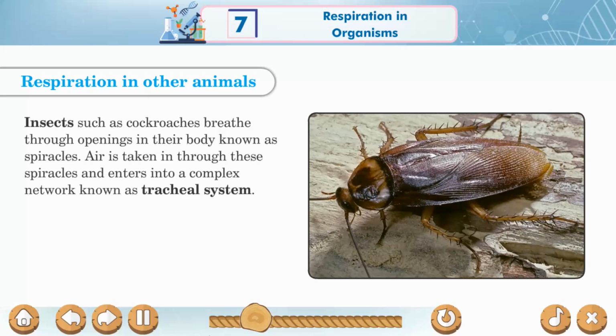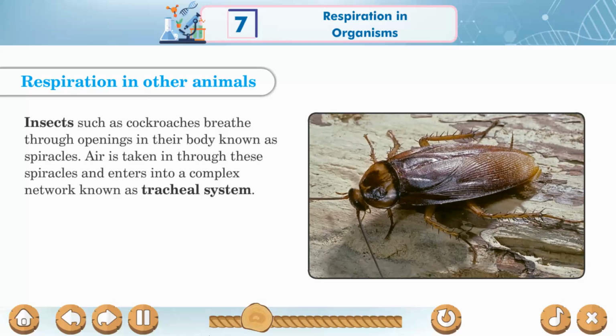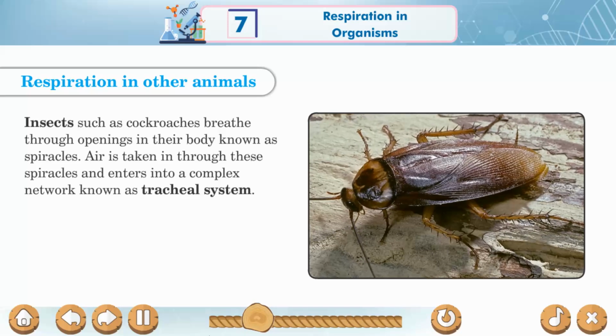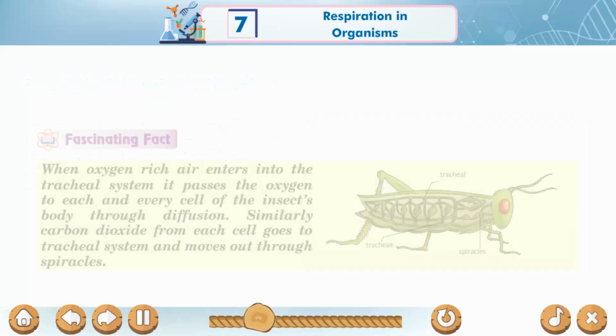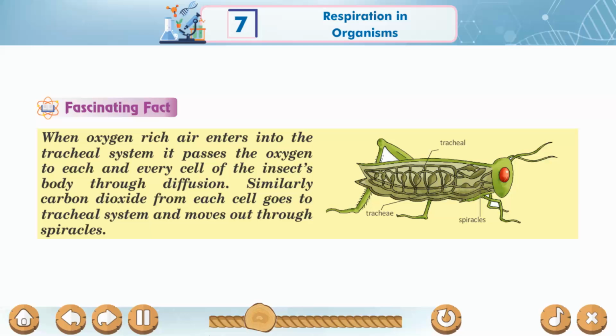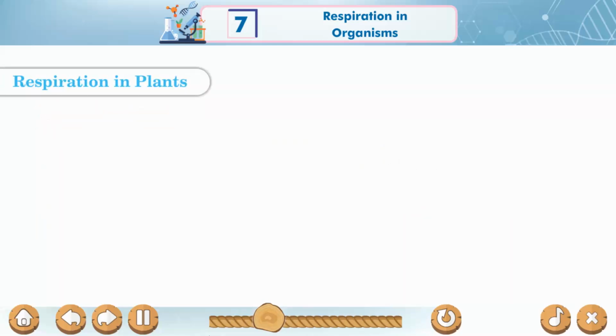Air is taken in through these spiracles and enters into a complex network known as tracheal system. Fascinating fact. When oxygen-rich air enters into the tracheal system, it passes the oxygen to each and every cell of the insect's body through diffusion. Similarly, carbon dioxide from each cell goes to tracheal system and moves out through spiracles.